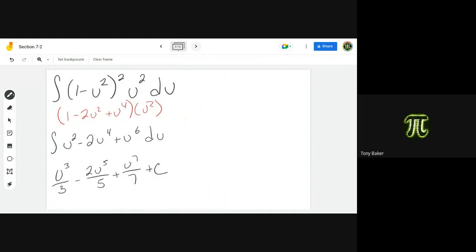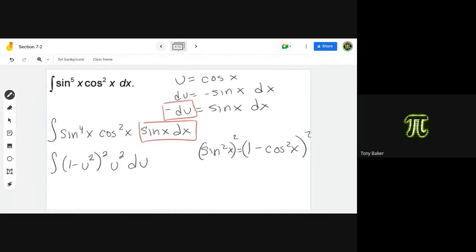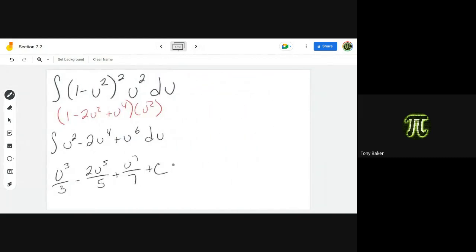All right, we have to do one extra step. You have to change it back. So in this case, my u was cosine. So this becomes 1/3 cosine to the 3x minus 2/5 cosine to the 5x plus 1/7 cosine to the 7th plus c.